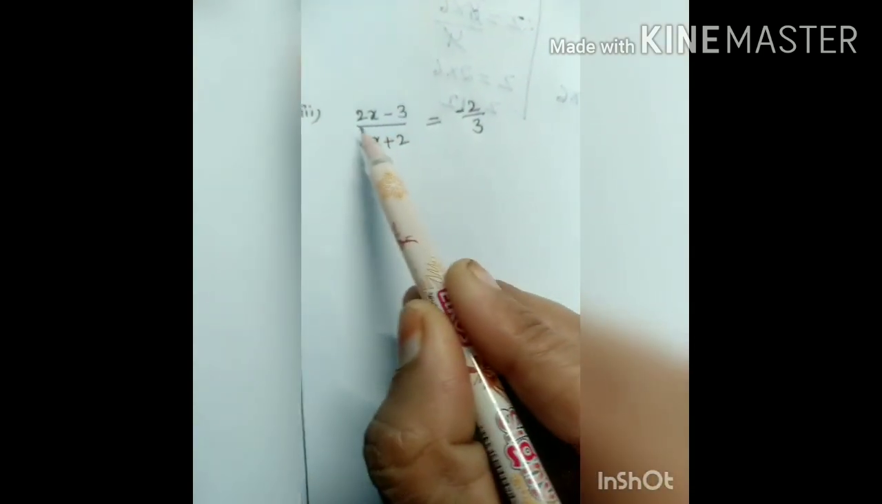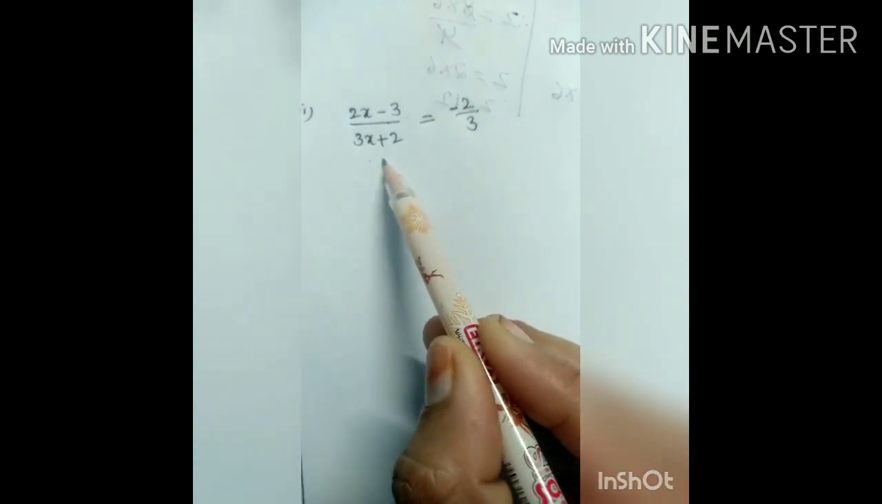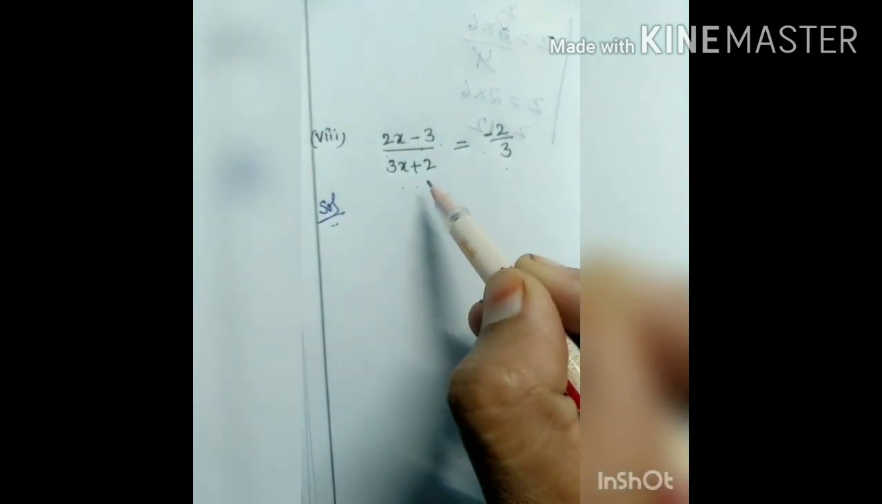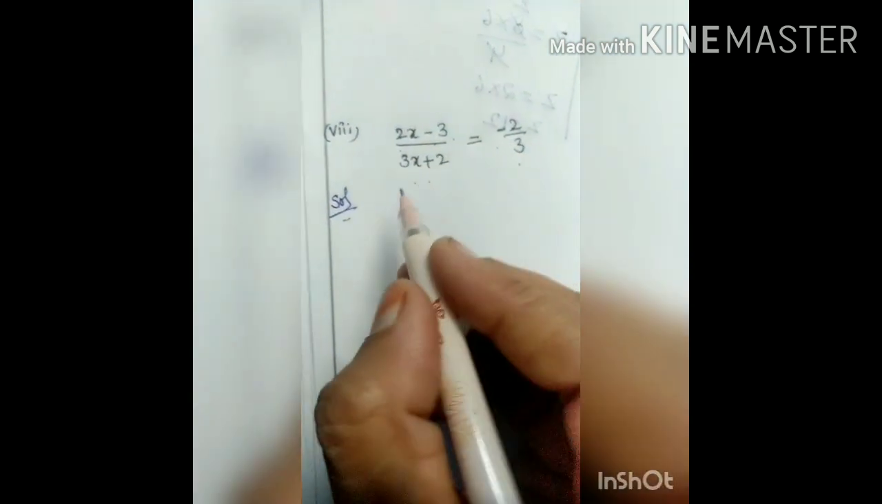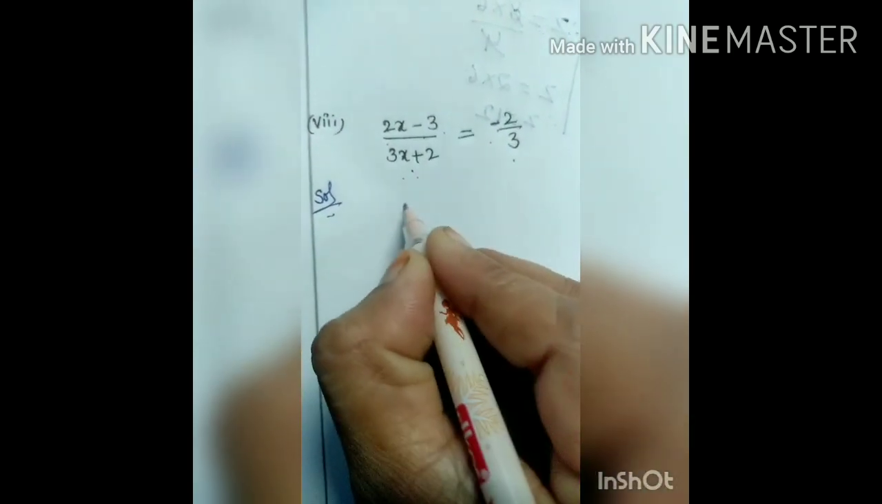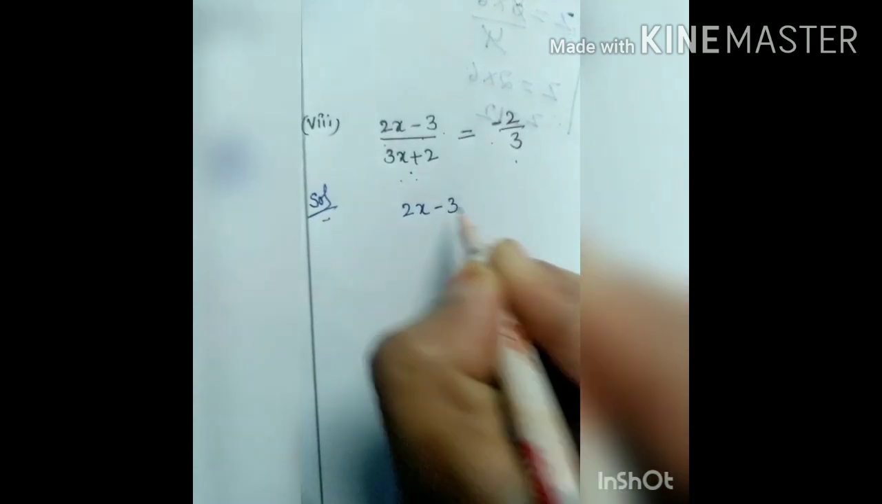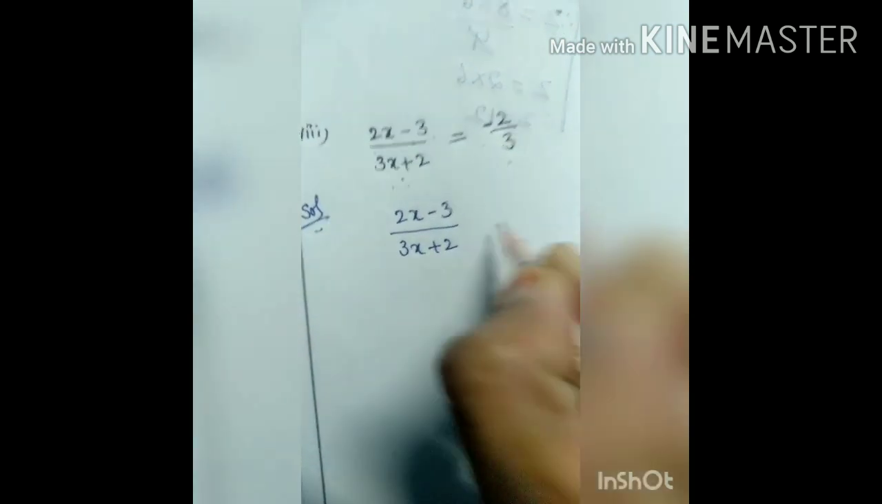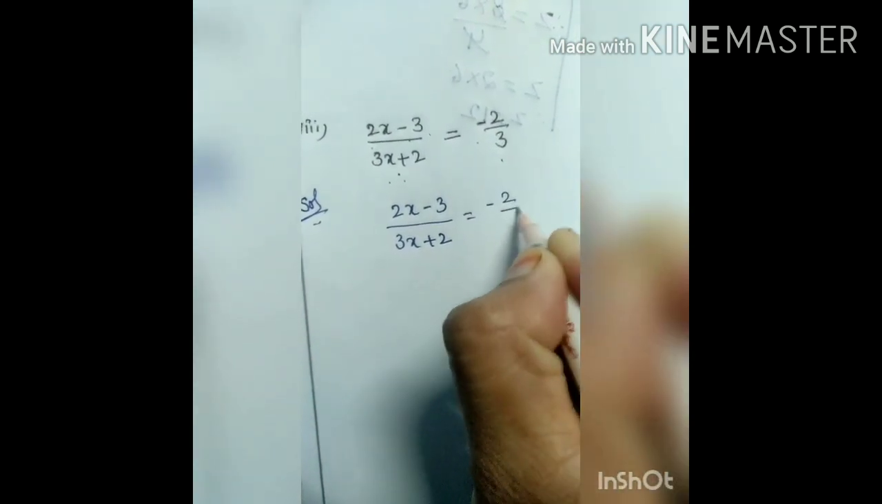Next question, 8th one. 2x minus 3 by 3x plus 2 equal to minus 2 by 3. So it is directly cross multiplication. So solution, given that there are variable terms and constant terms. So this is the LHS and this is the RHS. So here observe that 2x minus 3 by 3x plus 2 is equal to minus 2 by 3.